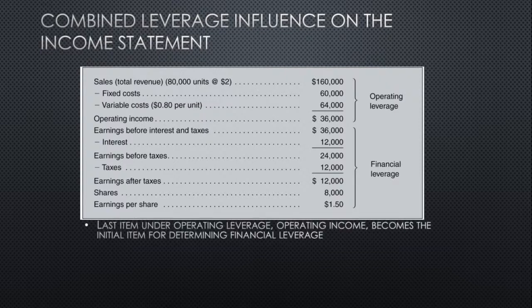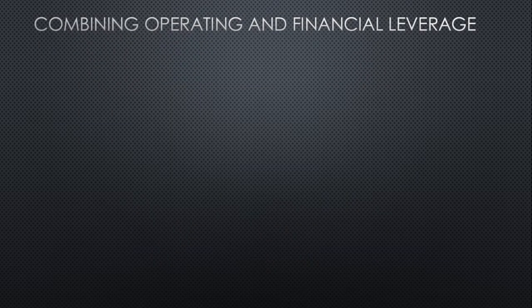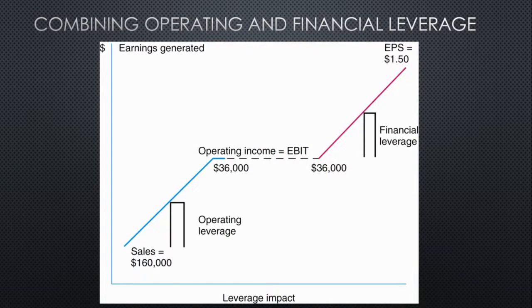The last item under operating leverage, operating income, becomes the initial item for determining financial leverage. Operating income and earnings before interest and taxes are one and the same, representing the return to the owners before interest and taxes are paid. Combining operating and financial leverage, as you can see, both are added on here, and the leverage impact that it has.